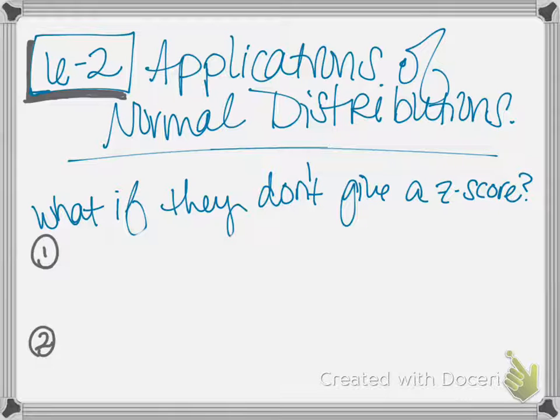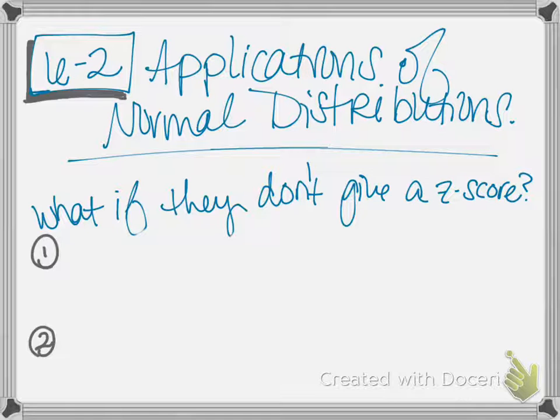So 6-2 is applications of normal distributions, and this is a really nice thing because sometimes when they give you information, not everything's going to be as easy as find the z-score, go to the table, or go to the calculator, plug it in, that's your answer, you're done. Not everything's going to be like that. And so what if they don't give you a z-score? How do you find the probability? How do you find that area underneath the curve?